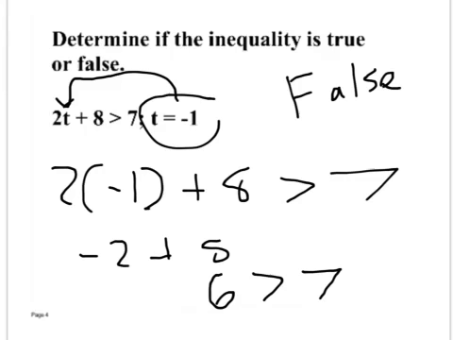Now, what if t had been positive 2? Would this be true? Yes. What if t had been 1? Would this be true? Yes, because 2 plus 8 is greater than 7, right? What if t was 0? Yes, 0 plus 8 is greater than 7, yes? So, t could be anything 0 or above, right? Could t be a negative number? No.